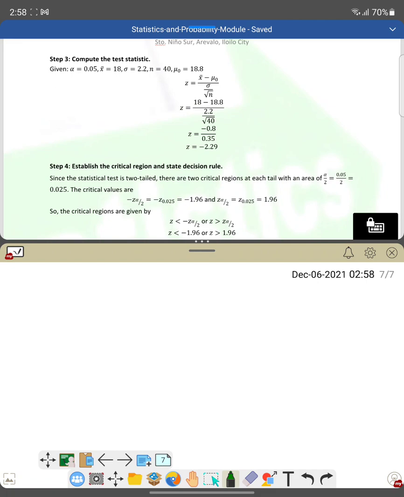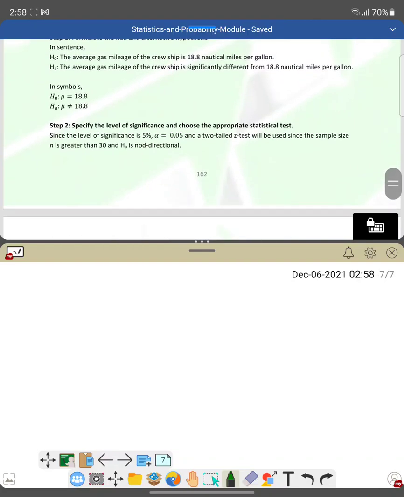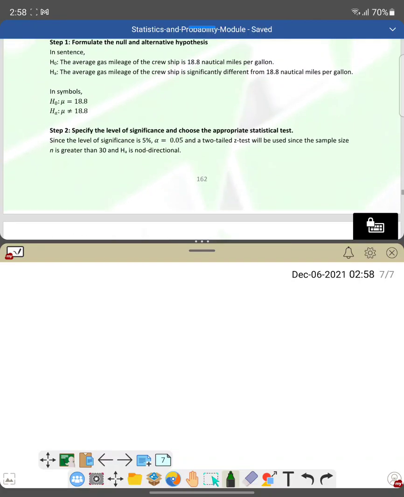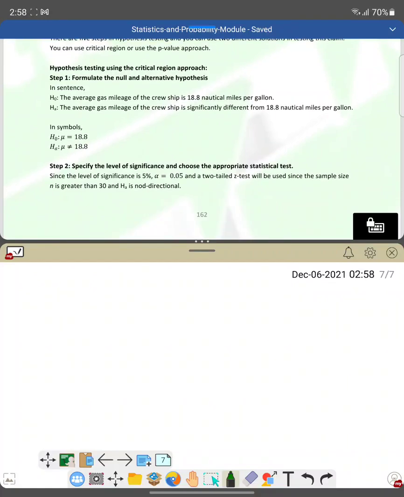For step 4, we need to establish the critical region and state the decision rule. Take note that the decision region is based on the critical region, which is given by the level of significance, which is 0.05. Take note also that the statistical test that we have is non-directional.